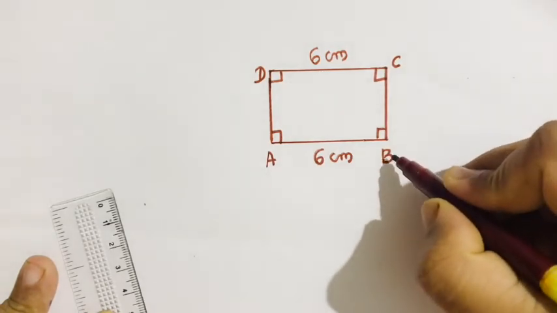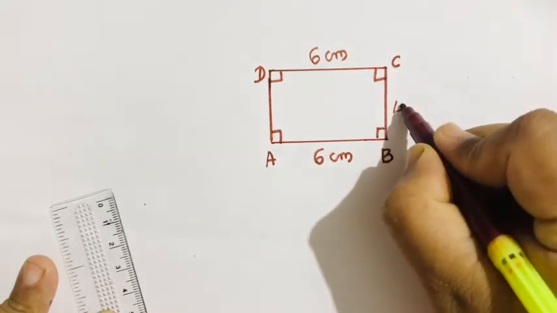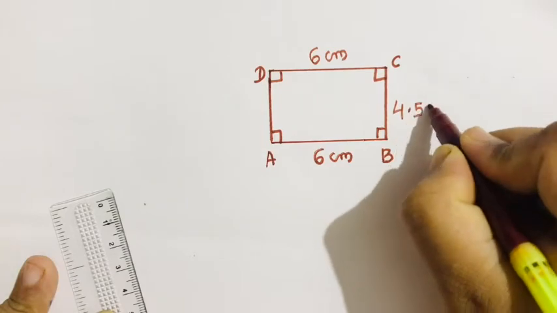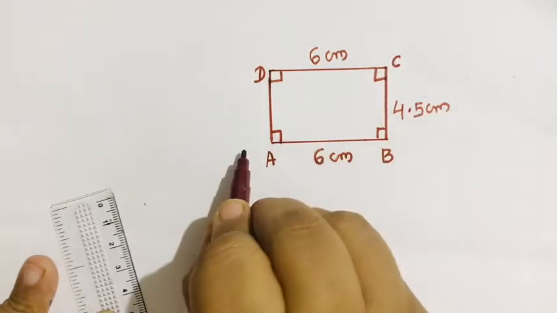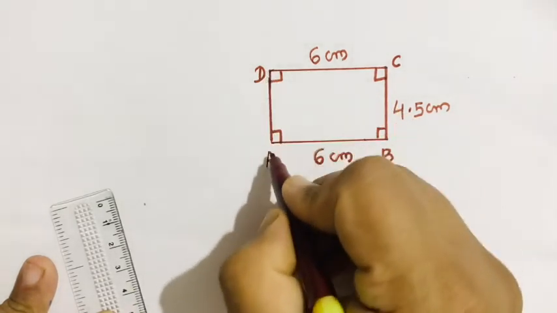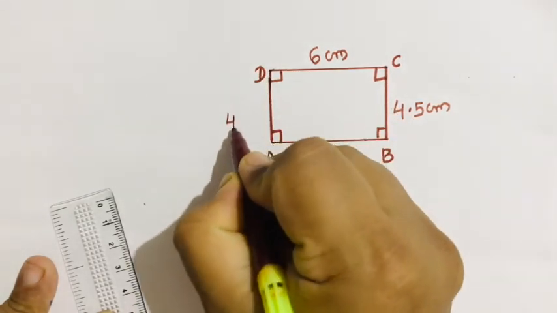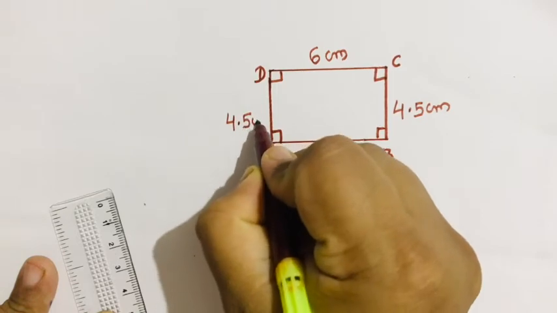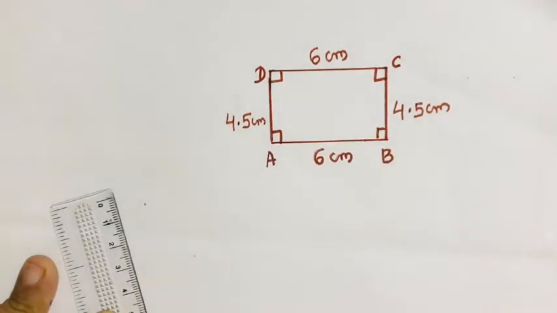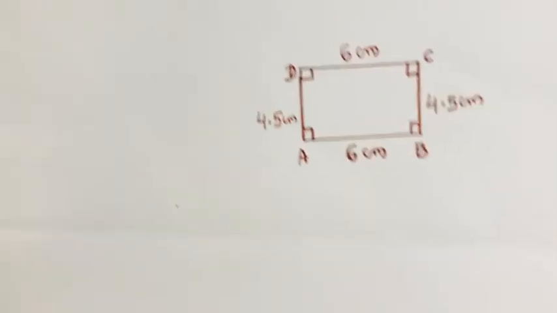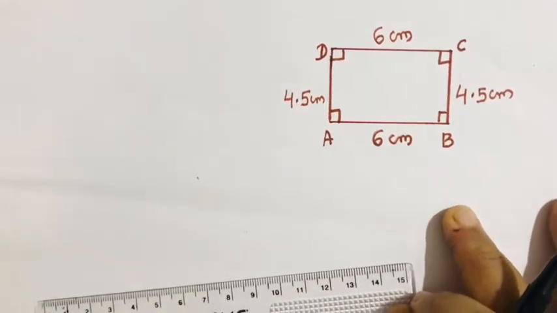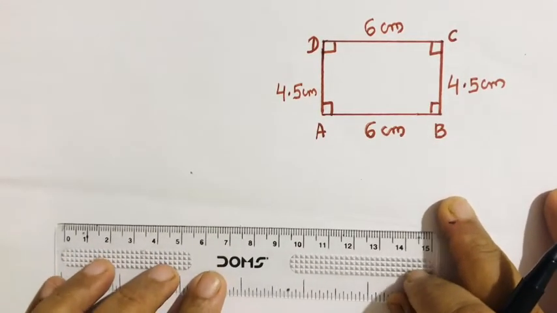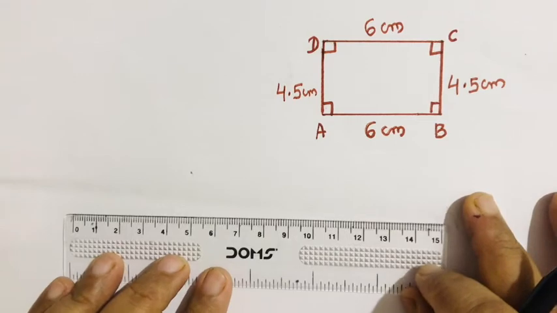In the question, length of BC is 4.5 cm. So opposite to BC, DA, or you can say AD, is also 4.5 cm. Now we will construct the final diagram. First of all, draw AB of 6 cm.